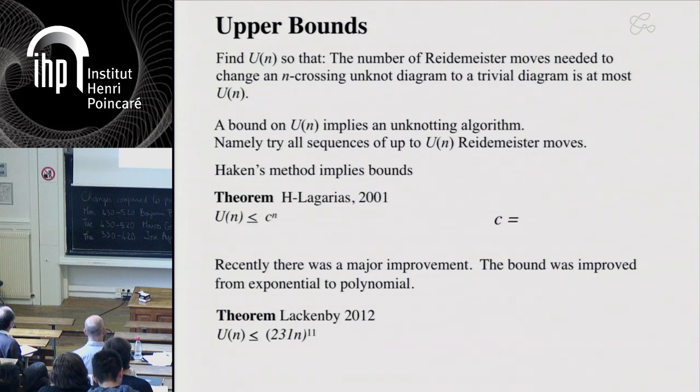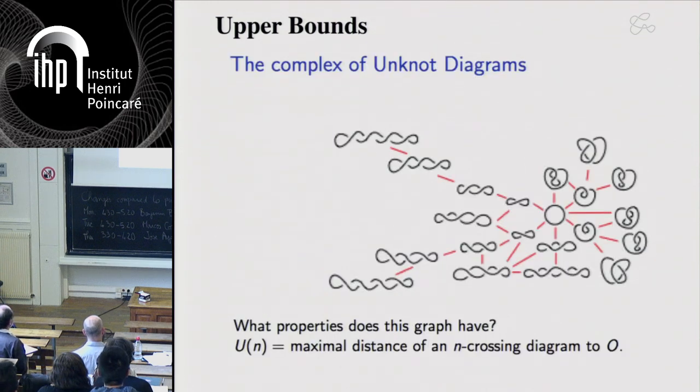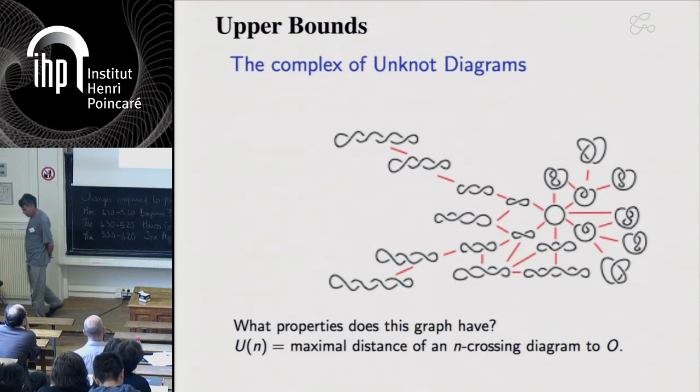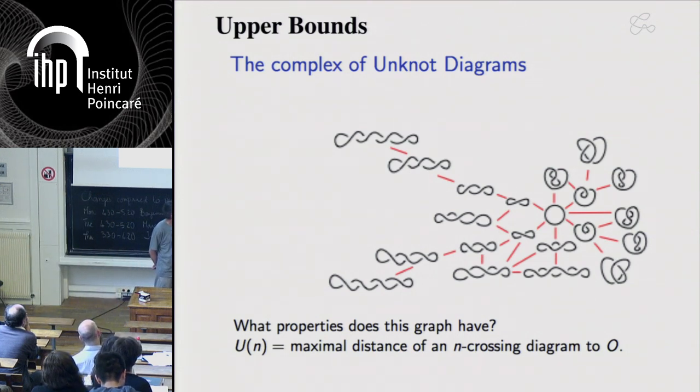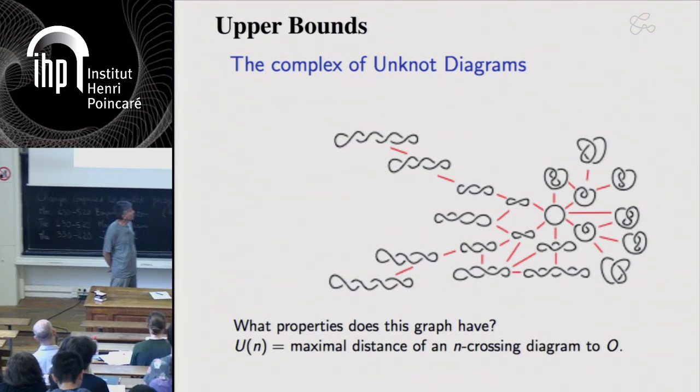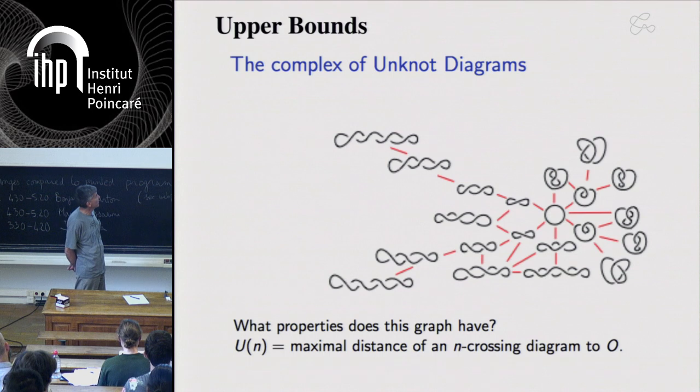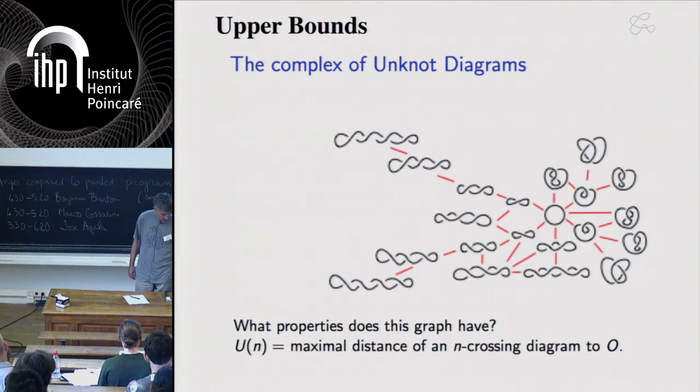Oh yeah, here's, forget about that. So one thing we can do is try and construct a graph of all diagrams of the unknot where we connect two by an edge if there's a Reidemeister move transforming one to the other. And this is a finite, locally finite graph. Very little is known about it, but there is a little bit known.